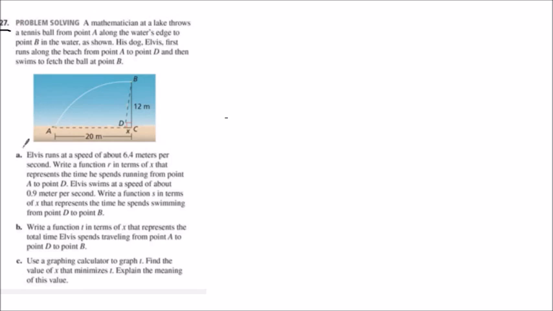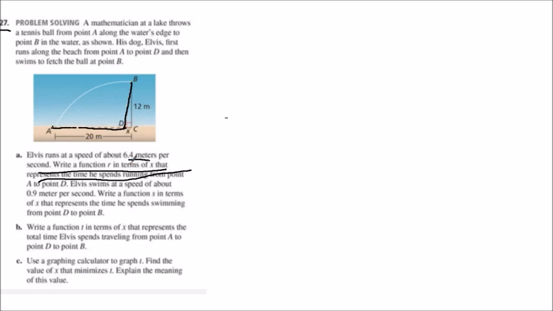Okay, anyways, I'm sorry about that interruption. This is question 27. Elvis runs at a speed of 6.4 meters a second. Write a function r in terms of x that represents the time he runs from point A to point D, and then write the function that represents the time he swims from point D to point B.